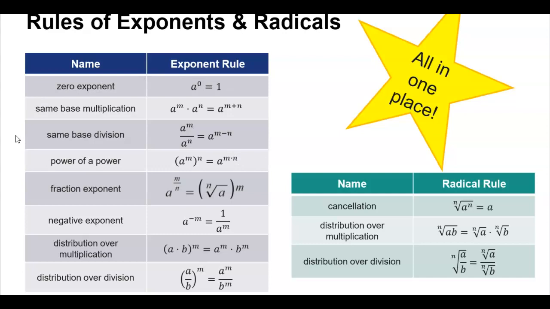So you see a problem and you're like, looks like we're dividing. Where can I find some division rules? I can go through these and be like, oh, same base division right there. There's division, and there's the rule I need. Or maybe it's a distribution over division, so it'll be over there.